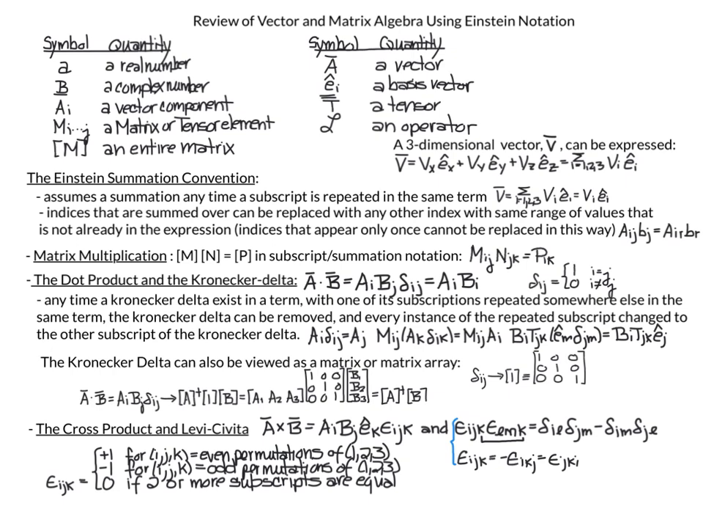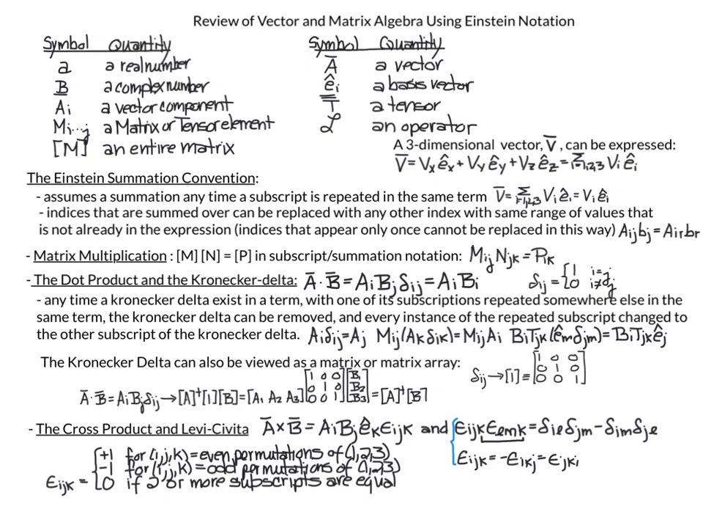With that introduction to this video series, I will start with our first video, which is to review vector and matrix algebra using Einstein notation. Here is my overview sheet, which we will spend 4 or 5 minutes going over, and then we'll go over each topic in more detail and with more examples.